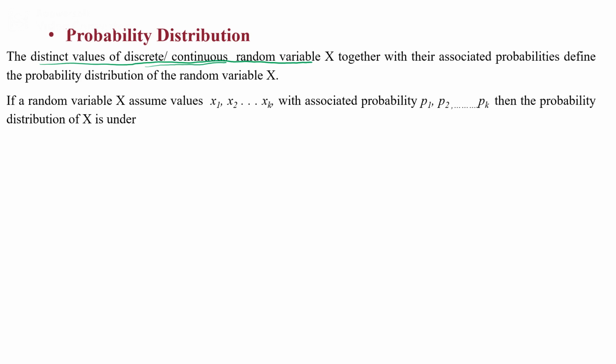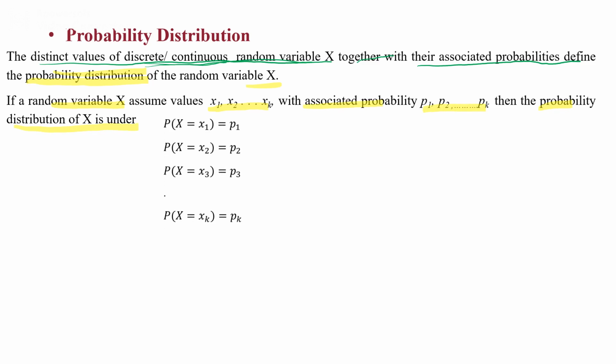So the distinct values of a discrete or continuous random variable X, together with their associated probabilities, define the probability distribution of random variable X. So if we have a random variable X and the assumed values, that is x1, x2, x3 and so on, xk, which we assigned in the previous example 0, 1, 2, 3, with associated probabilities p1, p2, p3 and so on, pk, then the probability distribution of X is, that is, the probability of X equal to x1, we get p1.